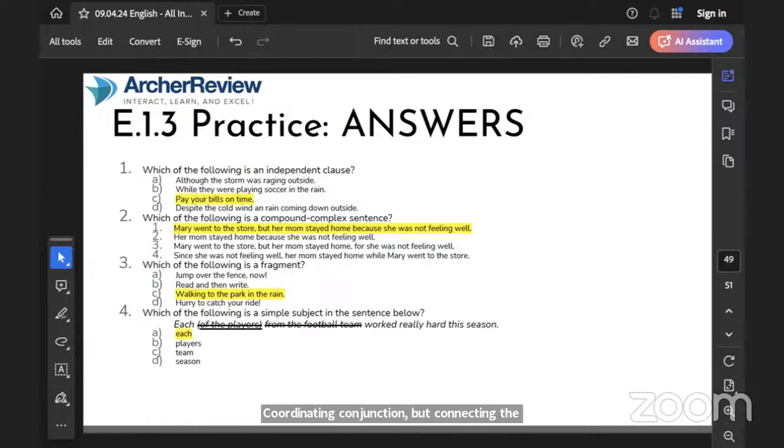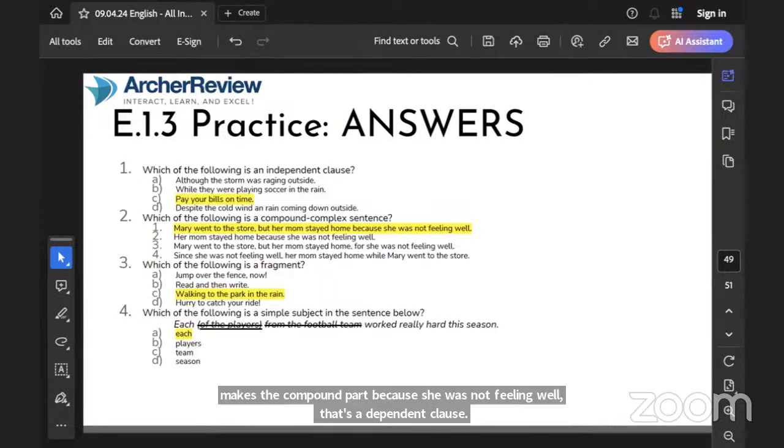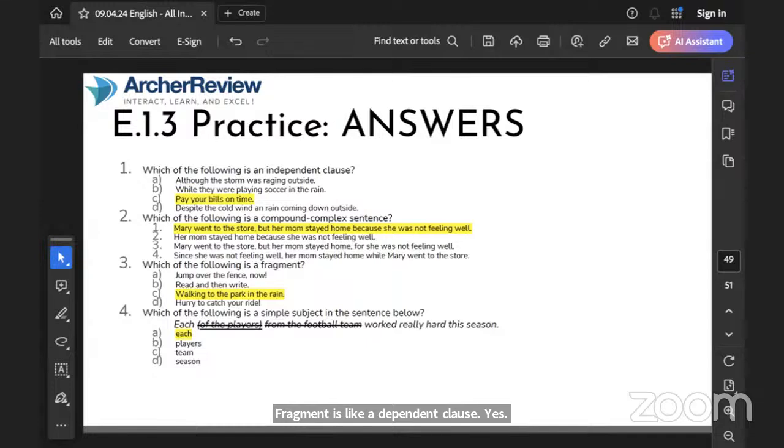Because she was not feeling well, that's a dependent clause. Fragment is like a dependent clause, yes. Somebody asked that question. With 2 or B, her mom stayed home, that's an independent clause. Because she was not feeling well, that's a dependent clause, but I only have 1 independent clause, and I need a second one for it to be a compound complex.